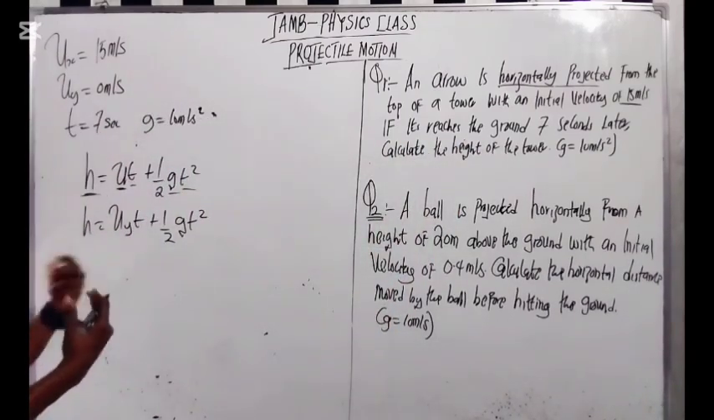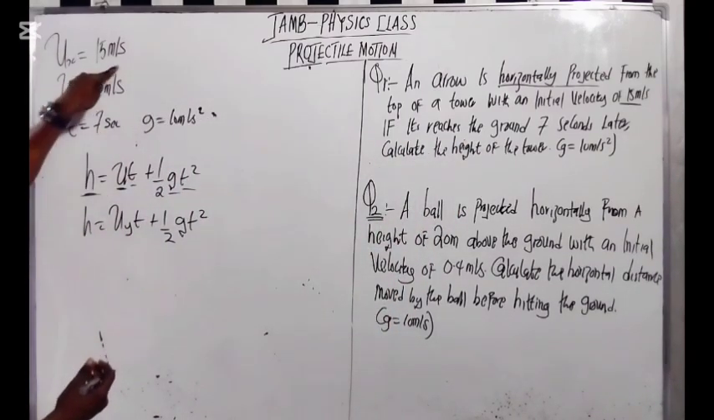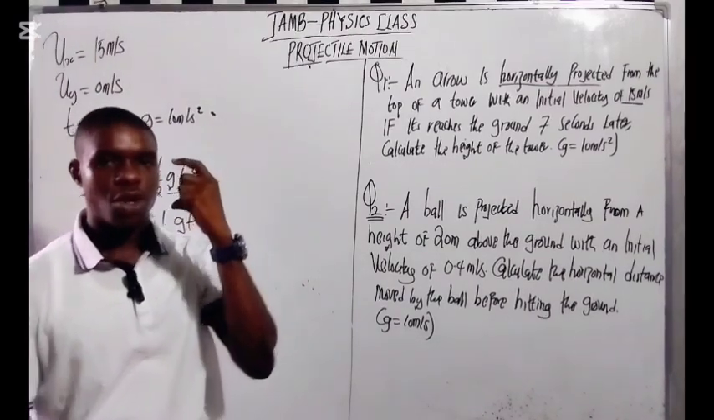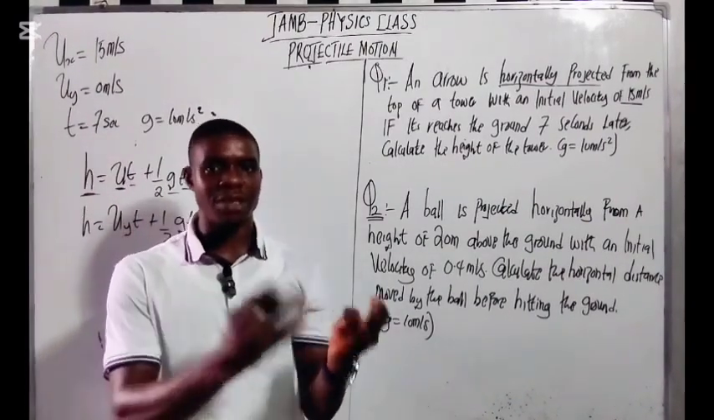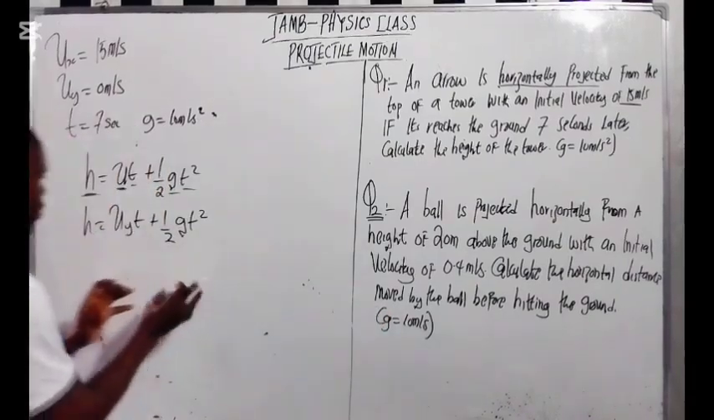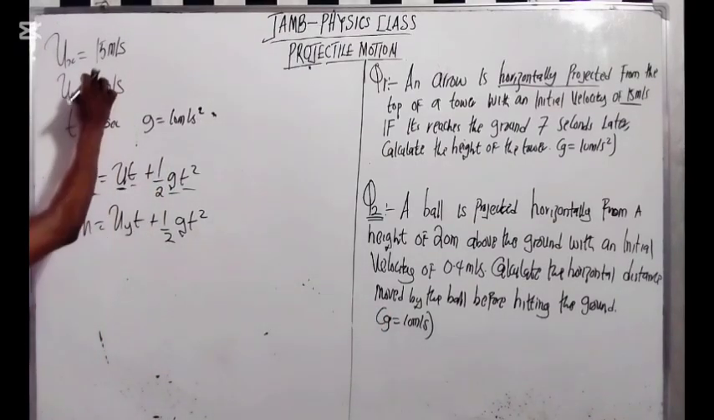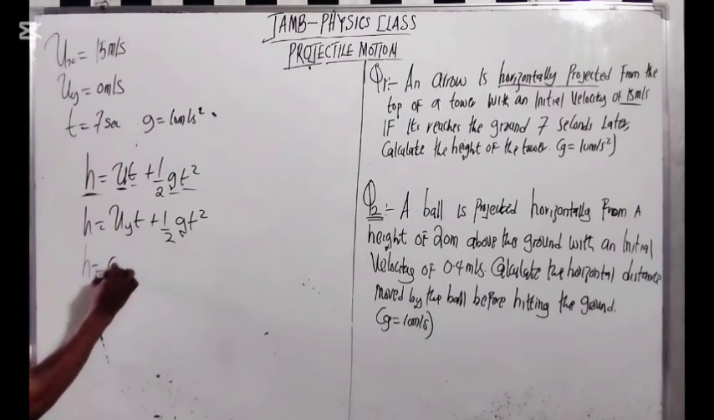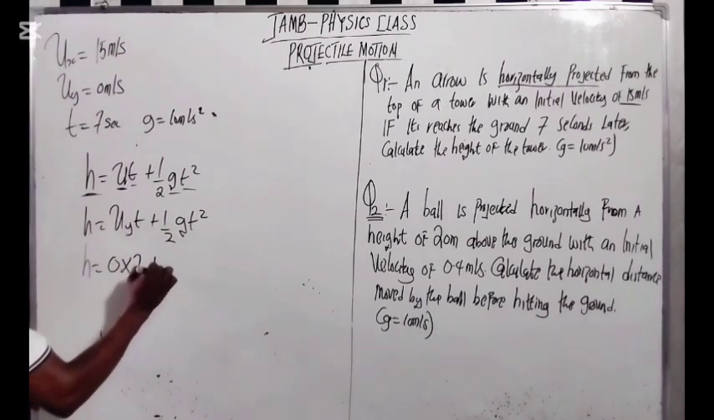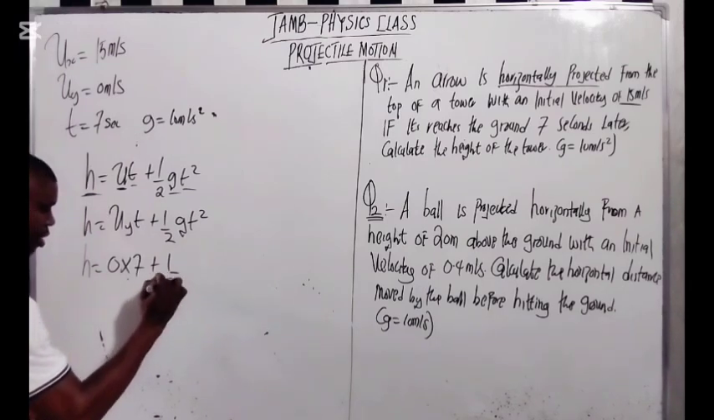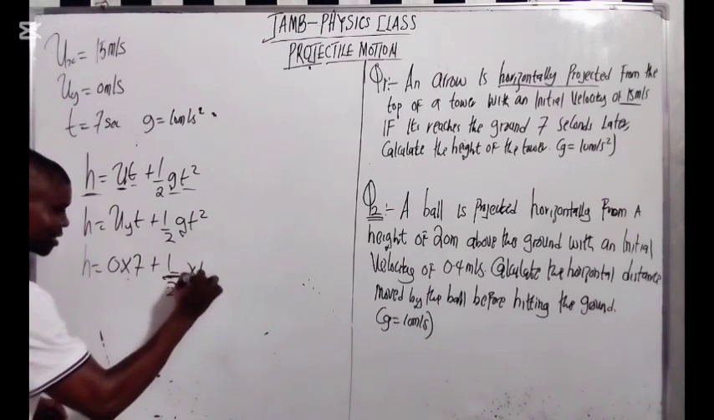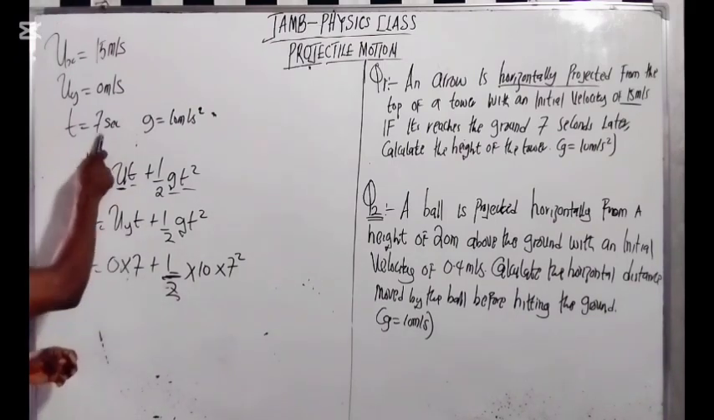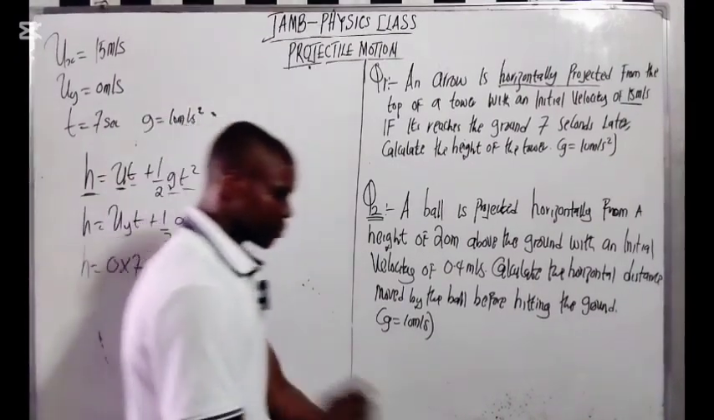They only say horizontal initial velocity, which was ux. Hope you understand. Please try to understand this here because students don't actually understand all this, and that's why they fail in the exam. So now, my uy is 0, so it will be h equals 0 times 7 plus half times 10 times t square. My t is 7.